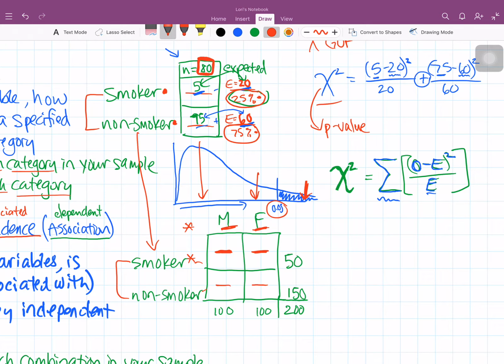So let's for now just say that we know based on our sample that we have 50 smokers and 150 non-smokers, and also we know that we have 100 men and 100 women.